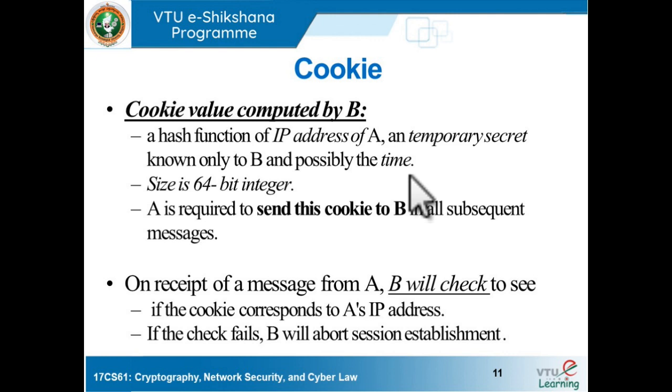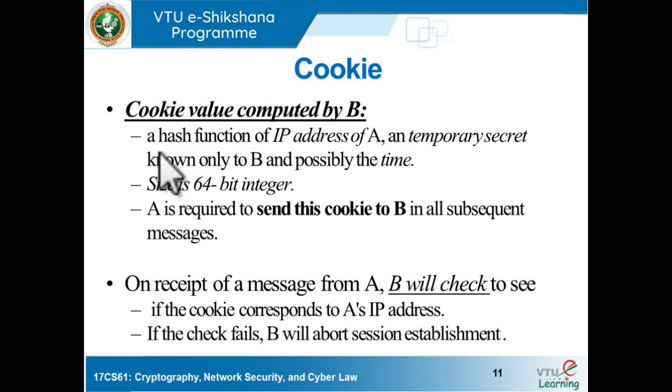Now, cookies are again new entities that are used in this particular IKE protocol. We have already said that cookies are used in order to combat DoS attacks. Now, how do we calculate a cookie? A cookie is usually computed by both the communicating parties. Over here we have taken the example of a cookie being computed by the responder B.